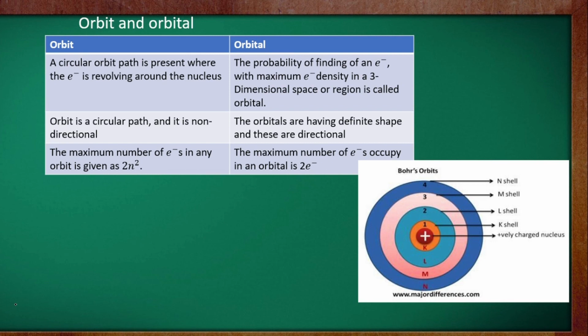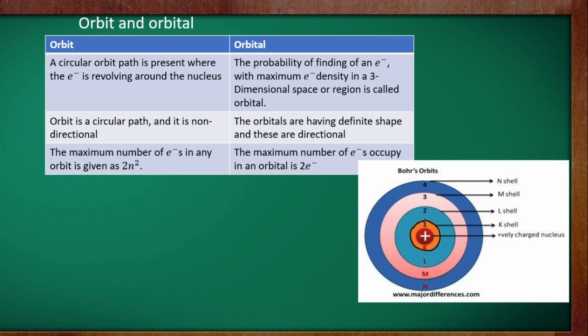So what does orbit mean? Generally, how can we define an orbit? A circular path is present where the electron is revolving around the nucleus. So here, an orbit is a circular path where the electron is revolving around the nucleus. Right, here you can see, students, this is the nucleus, positively charged, and this is the first orbit.